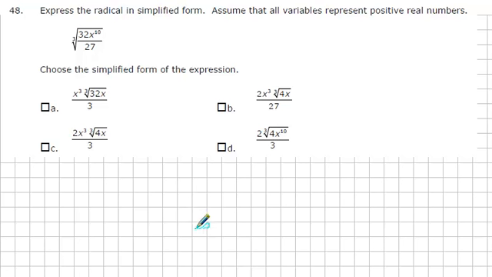To get started, let's make use of the quotient rule for radicals. The quotient rule for radicals says that we can take the cube root of the numerator, the cube root of the top, and divide by the cube root of the denominator.